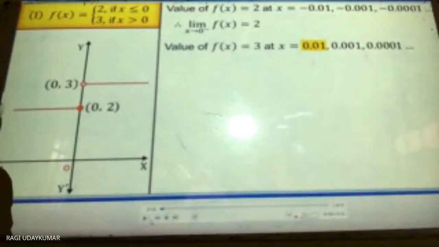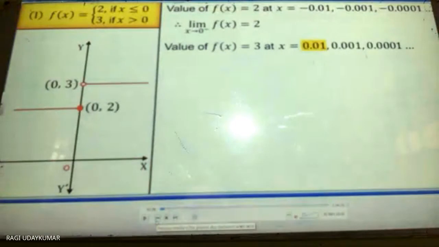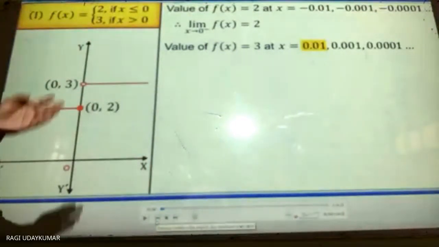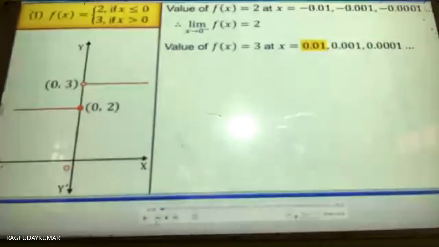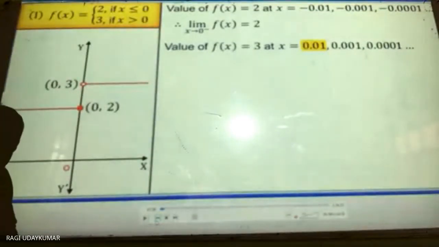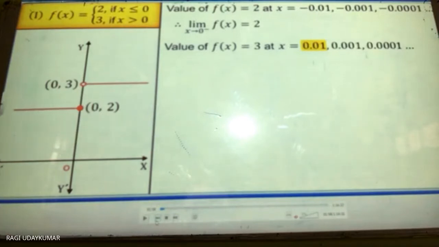Otherwise, at all the remaining places, suppose you take x equals 5, the left hand limit and right hand limit will give the same answer, because the left side of 5 and the right side of 5 are both greater than 0. So it always gives 3. So there is no need to find the left hand limit and right hand limit in that situation. Here, as it is given to you at 0, we need both.